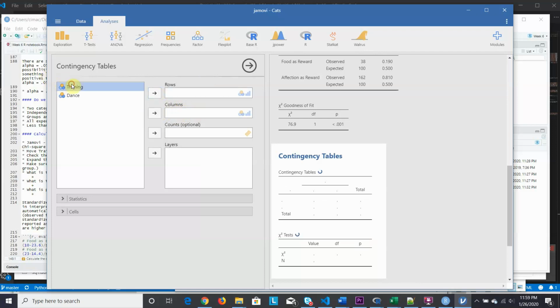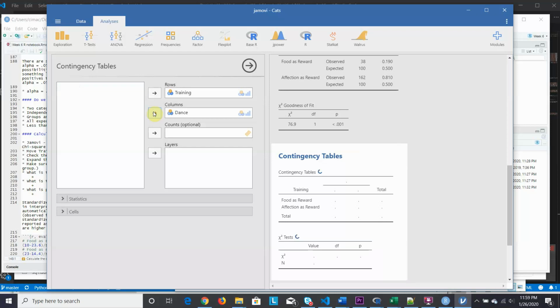I think I want to put training in the rows and dance in the columns, because I kind of like to see what the thing we're manipulating is and what the outcome is in the columns. So, like I said, it's interchangeable. You can do it the other way, but your results wouldn't match mine if you do it that way, and it's probably easier to learn when things match.